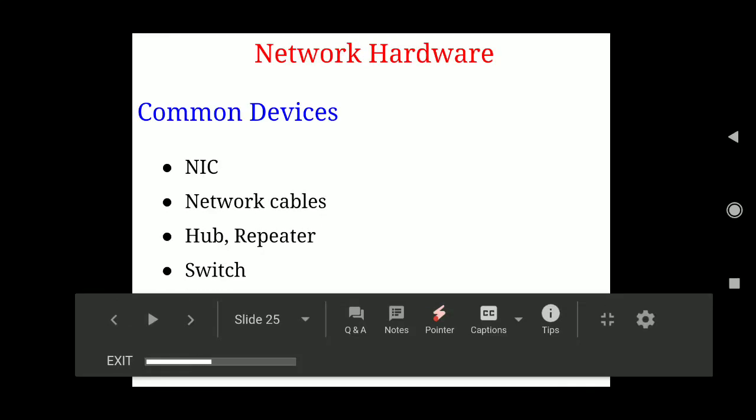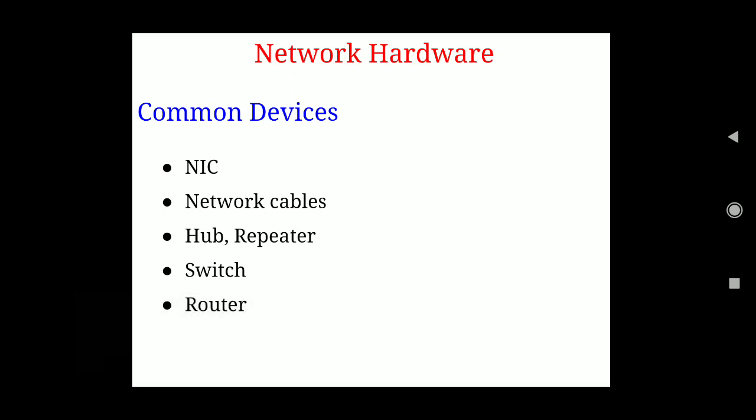So in this video we'll see what is called network hardware, the hardware components which are required to establish the network. As we can see, there are some common devices like the NIC, the network interface card, the network cables, hub, or in some modes it is called a repeater as well. Next is the switch, and last is the router. We'll see each of these devices in detail.